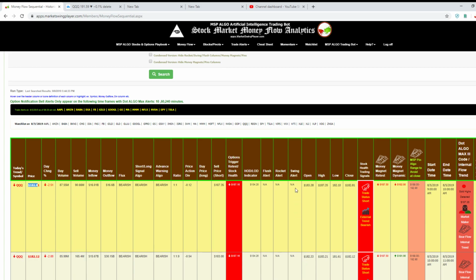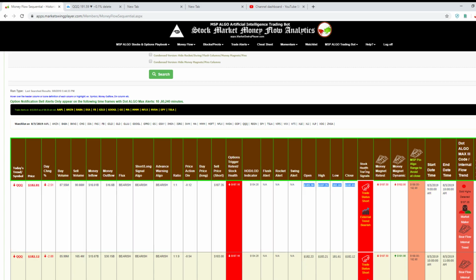Then we have a swing alert signal as well. Now, this is kind of obsolete at this point, really. It's just something we had in the past. Then we got open, high, low, close, based on the people that we follow.